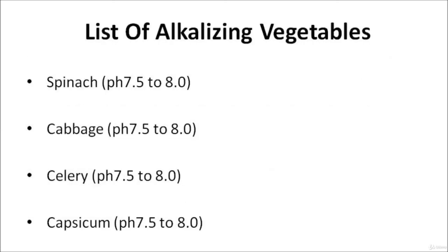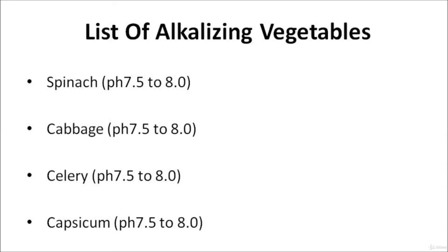Here is a list of some alkalizing vegetables. Spinach is a very low alkaline forming food. It's moderate in alkaline, with a pH of 7.5 to 8.0, and spinach content raises alkalinity. Cabbage is a low alkaline forming food with a moderate alkaline level of 7.5 to 8.0. It's also a good substitute for coffee, and it's mineral rich.